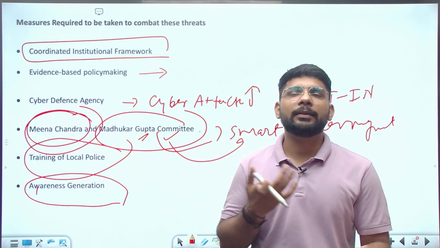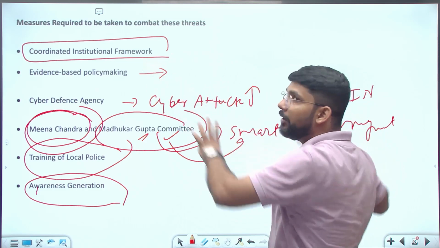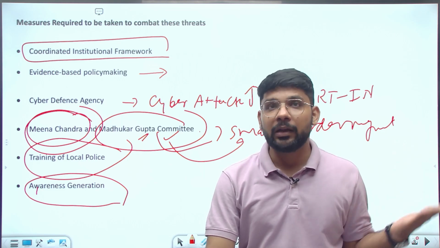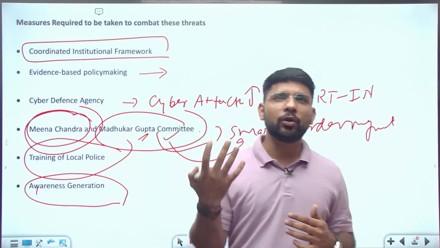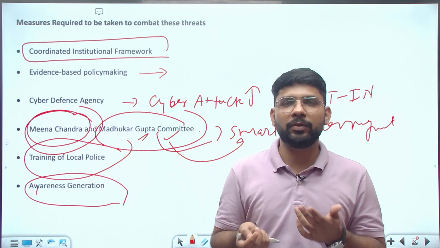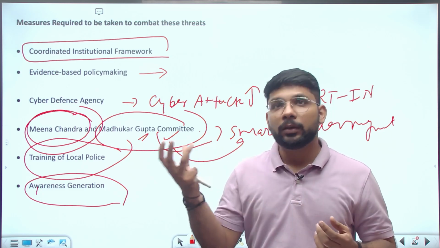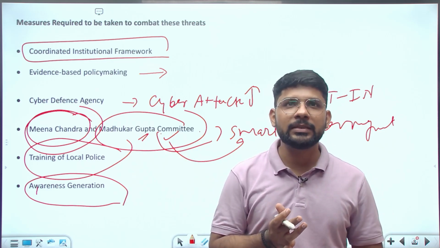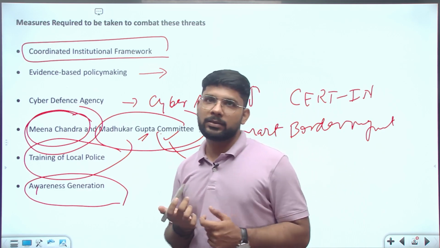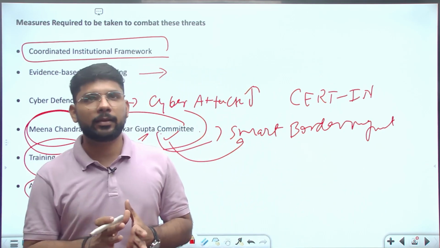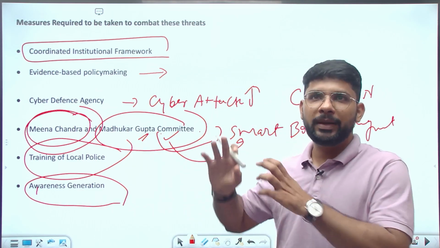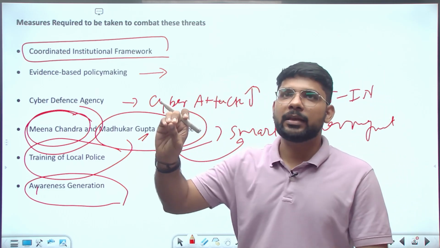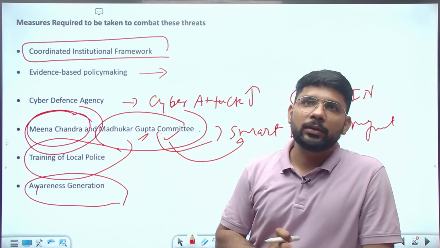So we can tackle these kinds of things, but we require a framework. We require increased employment, industrialization, increased infrastructure, awareness generation, training of the local police, and a focus on the committee reports. It's not enough that we appoint a committee but do not accept its recommendations, so we should focus on the recommendations as well. There should be a cyber defense agency and evidence-based policy making. These are the measures the government can take. These are the measures the individual can take, to help remove these non-state actors and state actors' effects which lead to destabilization in the country.